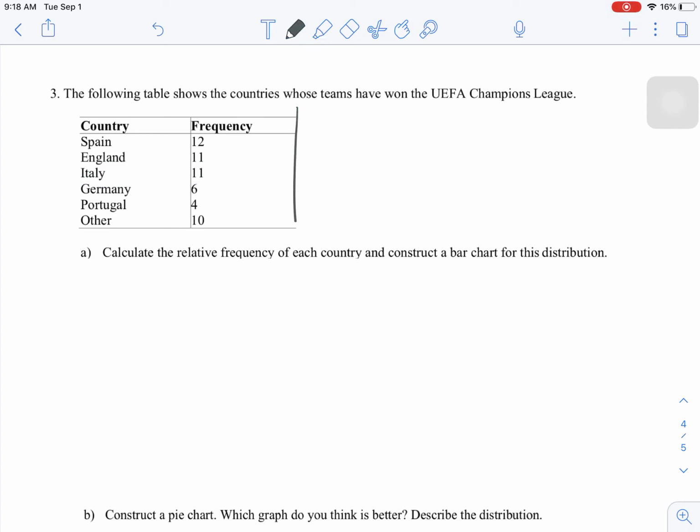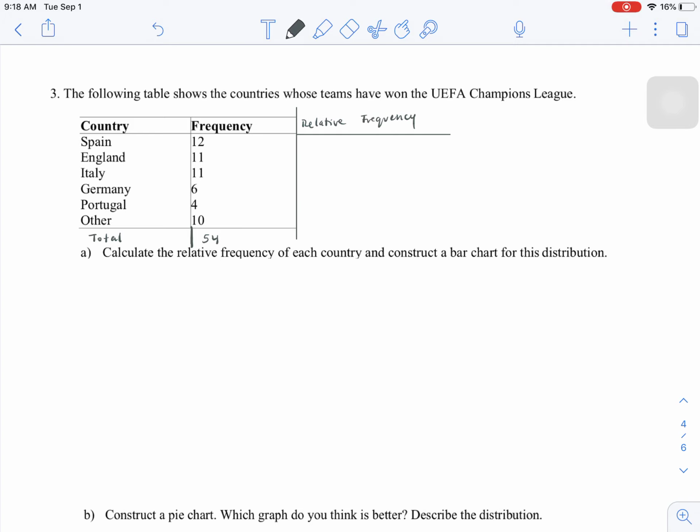So we want to calculate the relative frequency. So I will add an extra column on this table. What the relative frequency tells us is how many times Spain has won relative to how many times this tournament has gone on. To do that, I need to first calculate the total number of wins in this table, or the total number of counts. So I add up 12, 11, 11, 6, 4, and 10. And if I plug that into my calculator, I get 54.